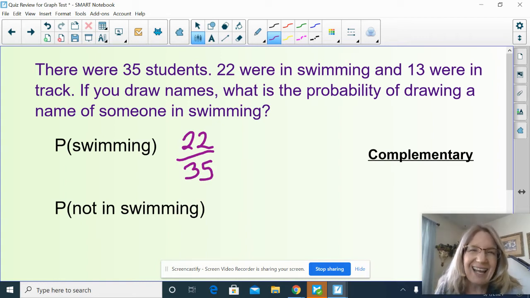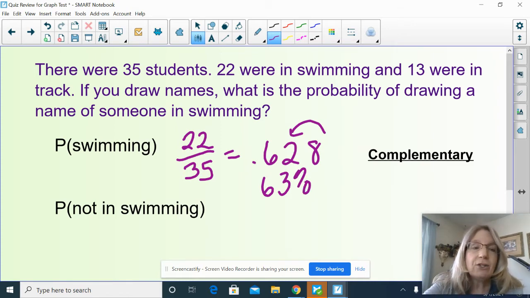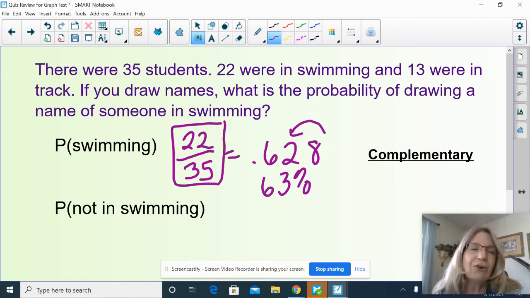And then I did ahead of time change that to a percent, and I got 0.628. That 8 would round it up to 63% chance. So depending if they want you just to leave it 22 chances out of 35, you could just leave it like this. Or if they ask you to change it to a percent, change it to 63%.